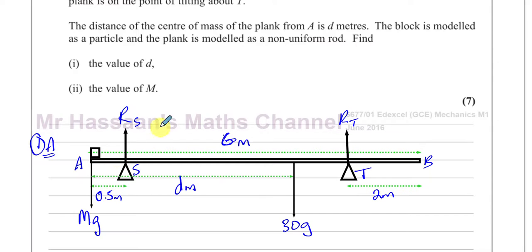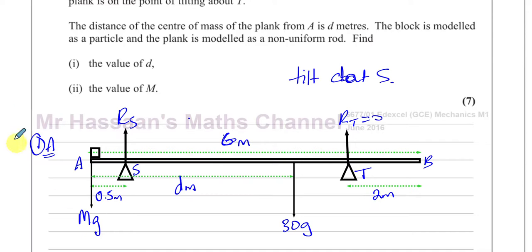So this is the reaction force at S, and this is the reaction force at T. If it's about to tilt about S, then the reaction force at T will be 0, because it's going to tilt about S. So the reaction force at T is definitely equal to 0. We can't work out the reaction force at S because we don't know the mass of the block. But this is 0, so that's eliminated.